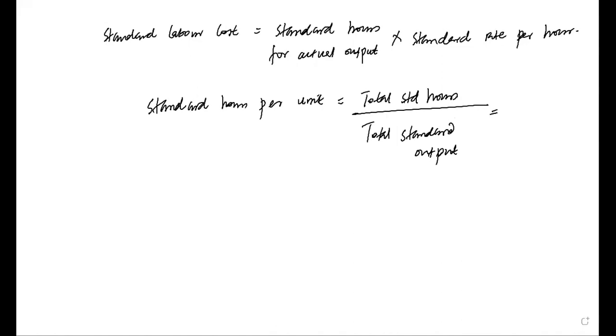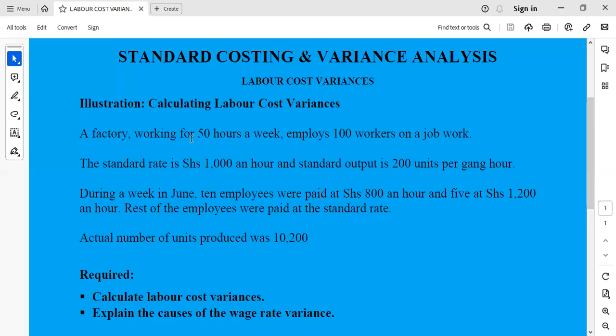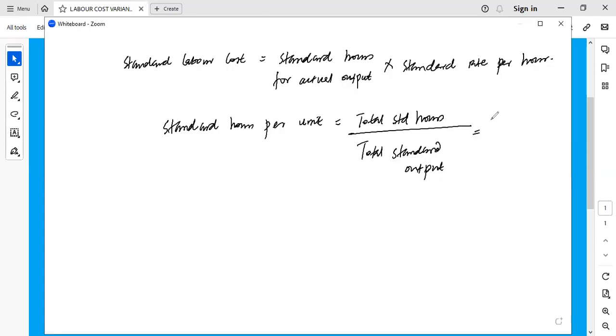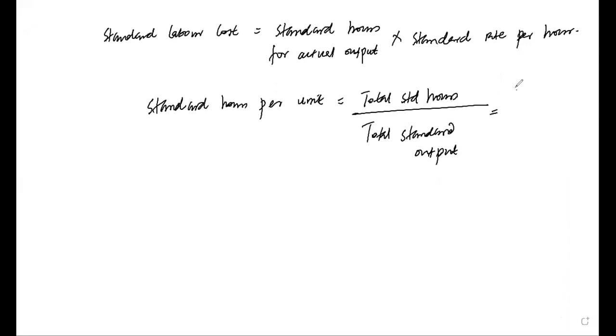Of course, in the question, we know very well that this factory works 50 hours a week and employs 100 workers on a job work, meaning that the total standard hours in a week are 100 workers, but remember each worker will work for 50 hours in a week. 100 times 50, those are 5,000 hours. So we have the total standard hours.